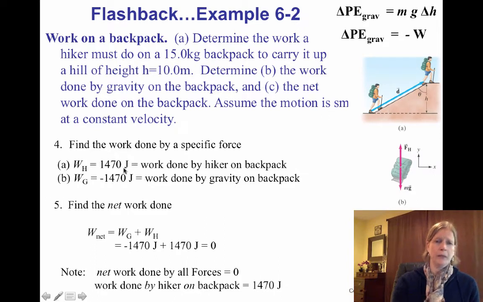You could review this back from chapter 6 if you want to. The work done by the hiker on the backpack, in this case, was 1470 joules. In contrast, what's the work done by gravity? Well, gravity does not help us bring the backpack uphill. We're doing work against gravity. So the work done by gravity on the backpack was a negative amount, negative 1470 joules. They were equal in magnitude but opposite in sign.